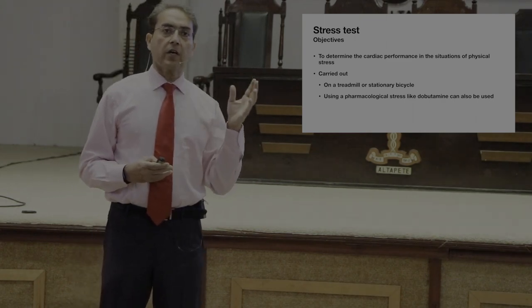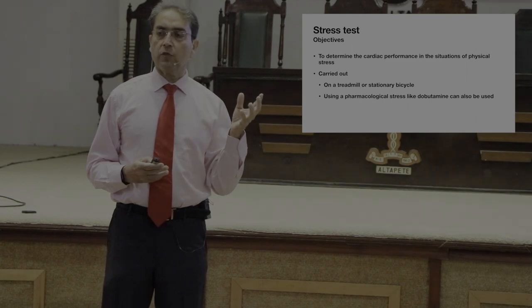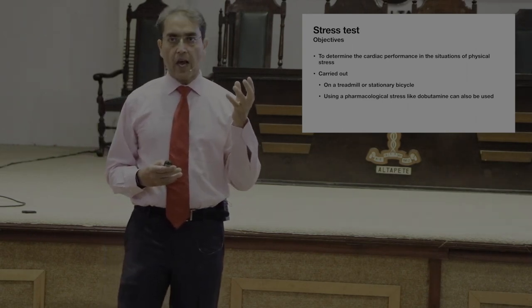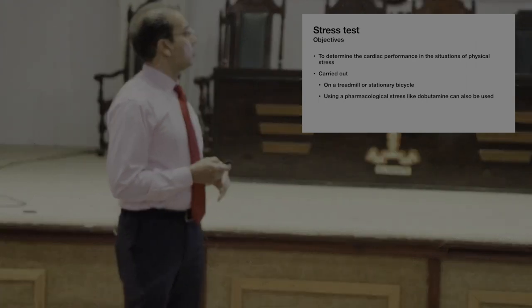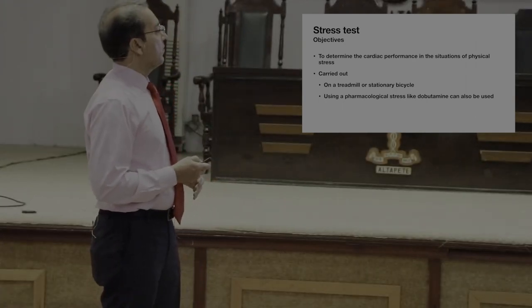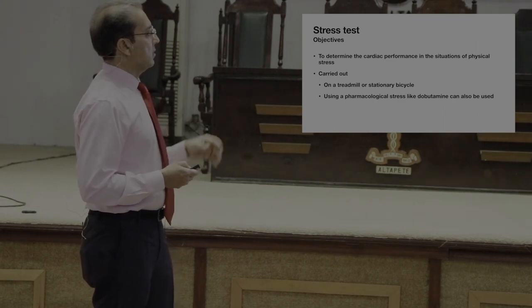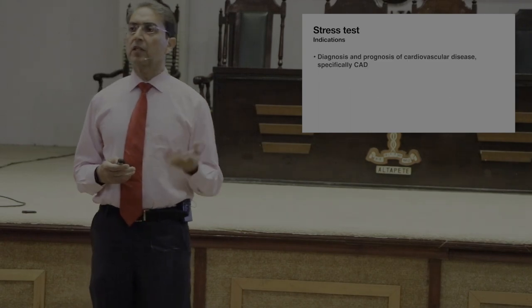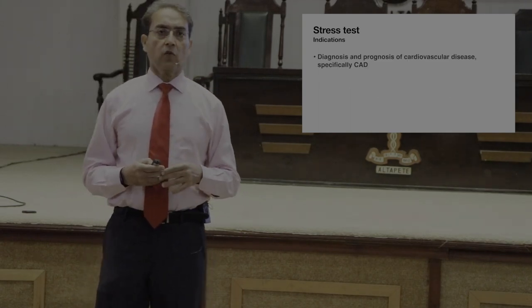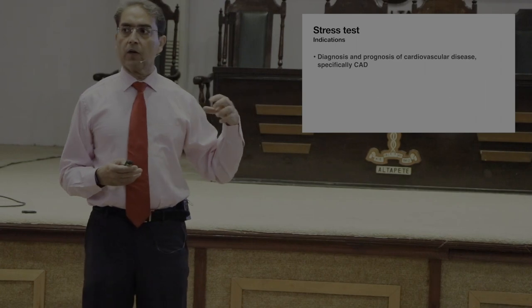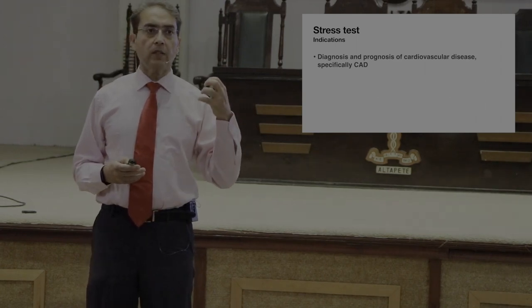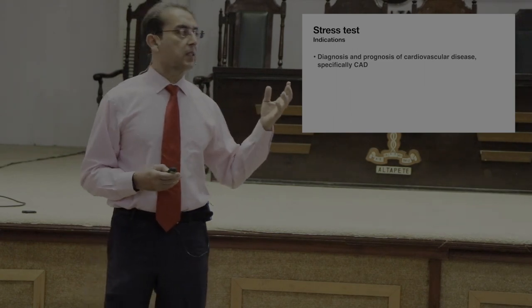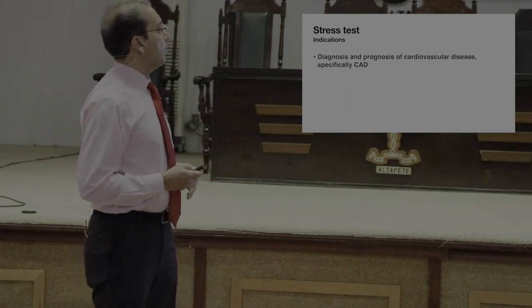Instead, we started using nitrates, which cause a decrease in the venous return, so a decrease in the size of the LV cavity. So we started using those. So we can use a pharmacological stress. Now the indications for stress test are diagnosis and prognosis of cardiovascular disease, particularly coronary artery disease. So we use it for both diagnosis and calculating the prognosis. What is the expected future of this patient? We can use this test, the stress test.